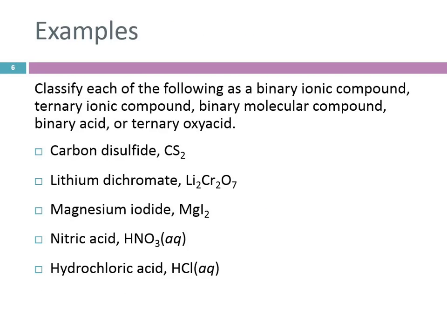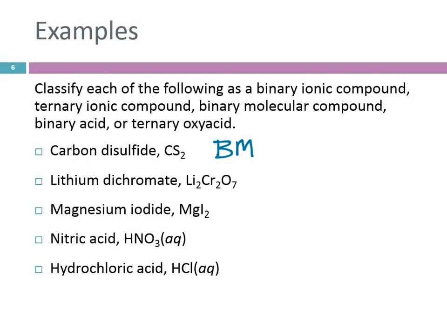So this is the first step in naming and writing formulas, identifying what group these things are in. So we need to identify these, and here are the choices: binary ionic compound, ternary ionic compound, binary molecular compound, binary acid, or ternary oxyacid. So that first one, carbon disulfide, CS2. What is it? It's binary. Binary molecular.